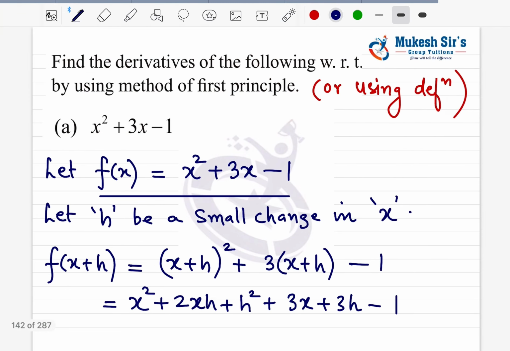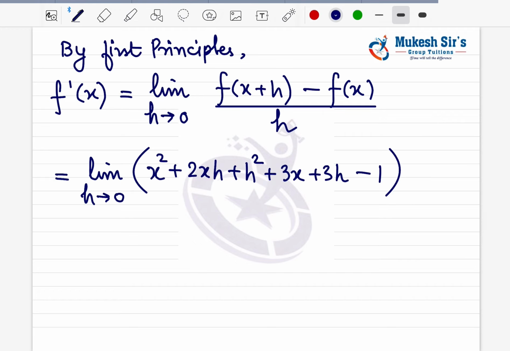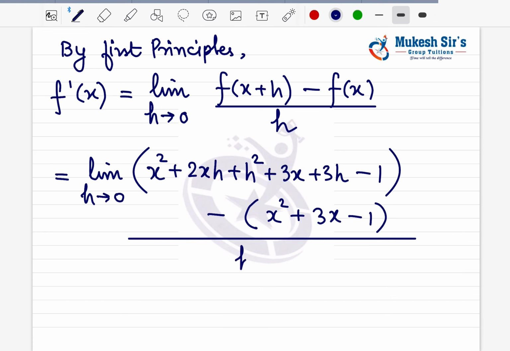So what was f of x plus h? F of x plus h was x square plus 2xh plus h square plus 3x plus 3h minus 1. This is the value of f of x plus h minus f of x. F of x was x square plus 3x minus 1, the whole divided by h.